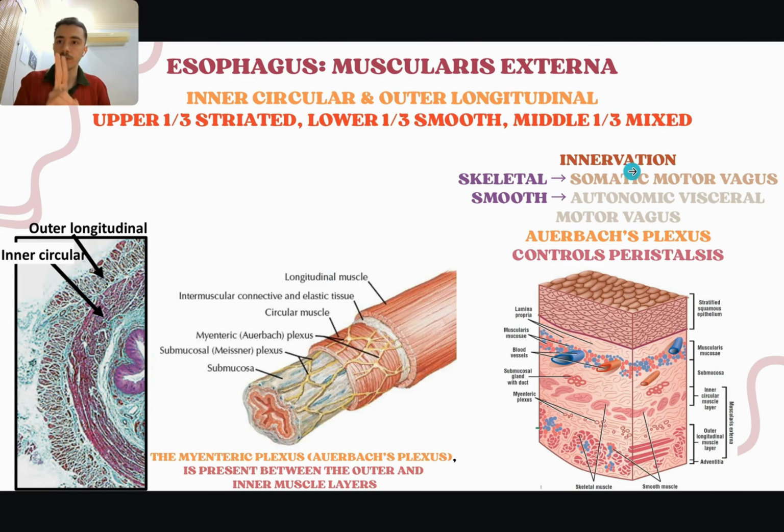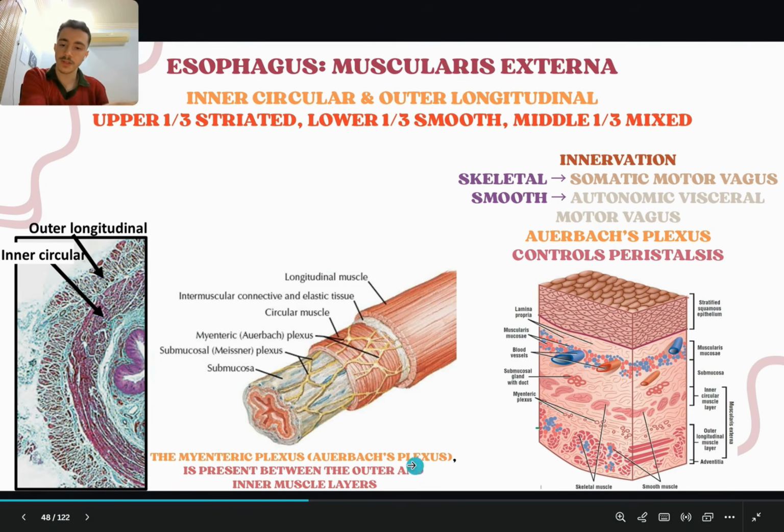The innervation of these two muscles for the skeletal is somatic motor vagus. Motor because you can move it, like you can control it. Smooth, you cannot control it, so it's autonomic. Autonomic, visceral motor vagus. The myenteric plexus controls the peristalsis. So if I ask you what is the thing that controls the peristalsis of the esophagus, it is going to be the myenteric plexus. Where can you find it? The myenteric plexus or Auerbach plexus.